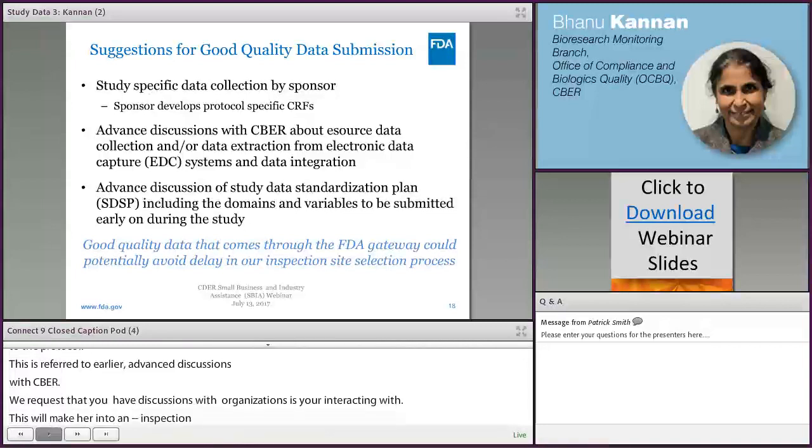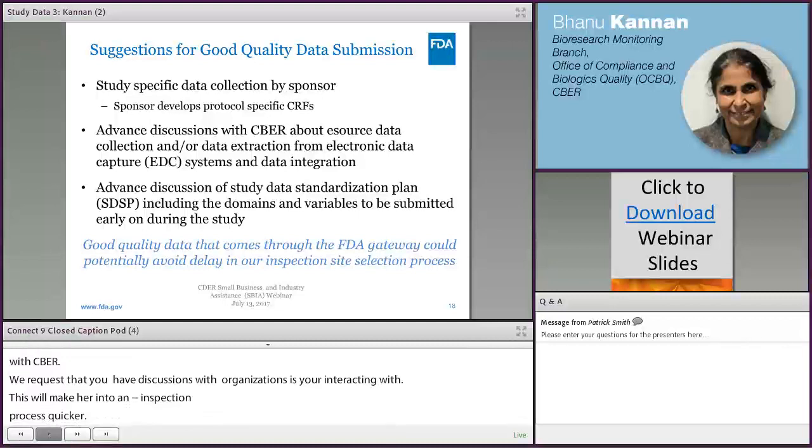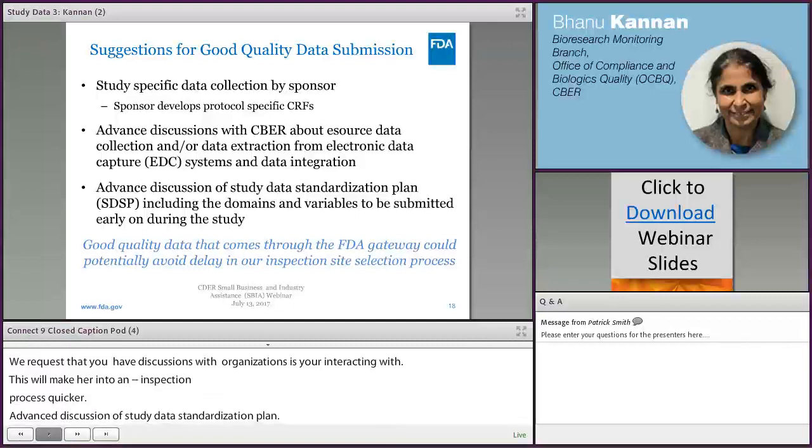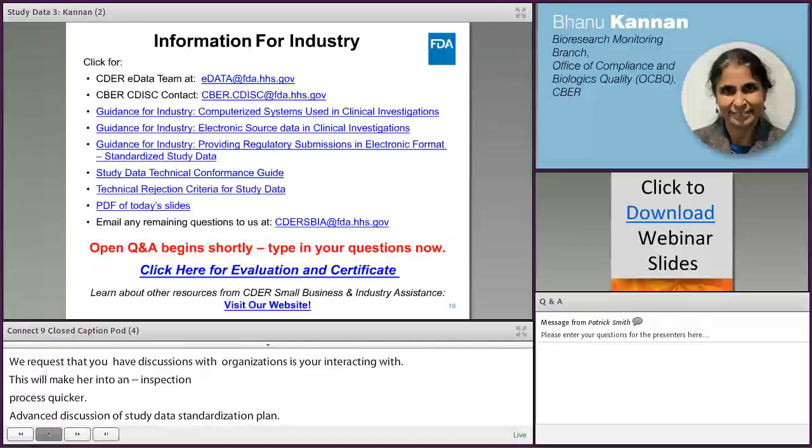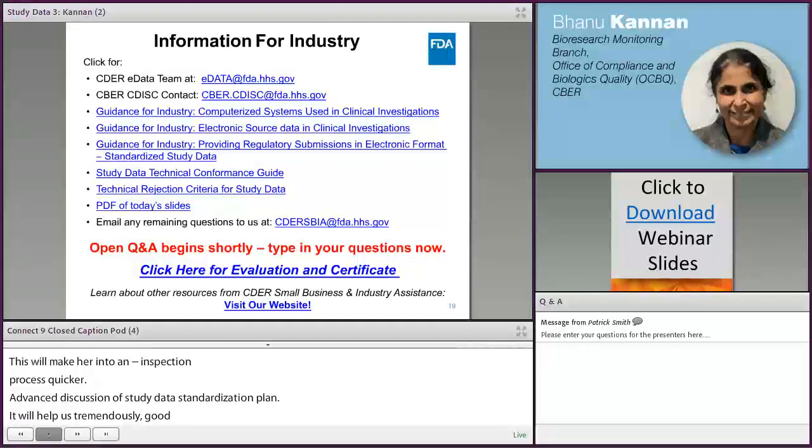Last but not the least, the good quality data that comes through could potentially avoid delay in our inspection site selection process and help you all. So this is a slide that you may find very useful.